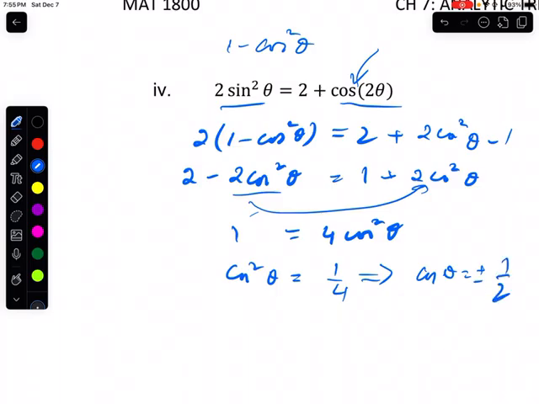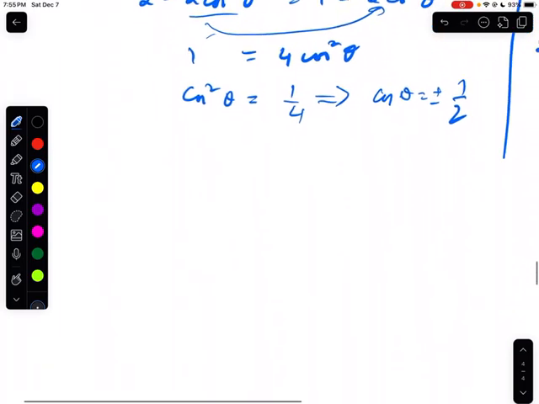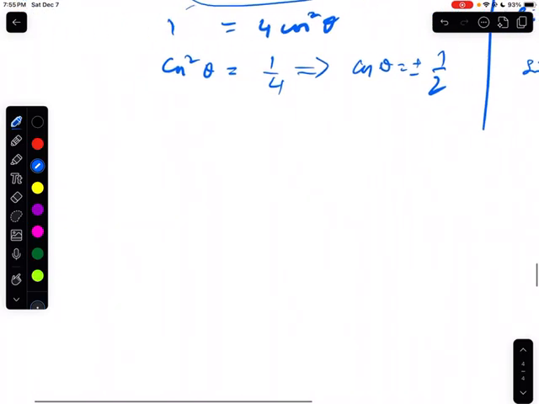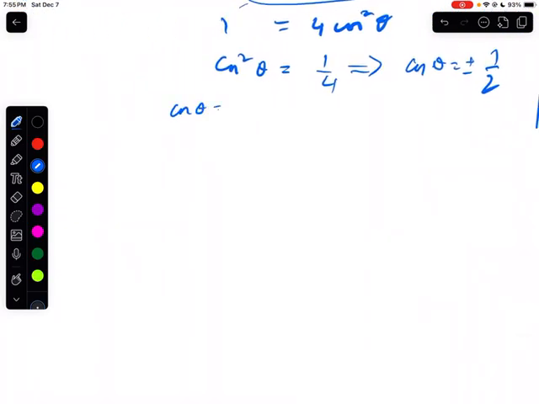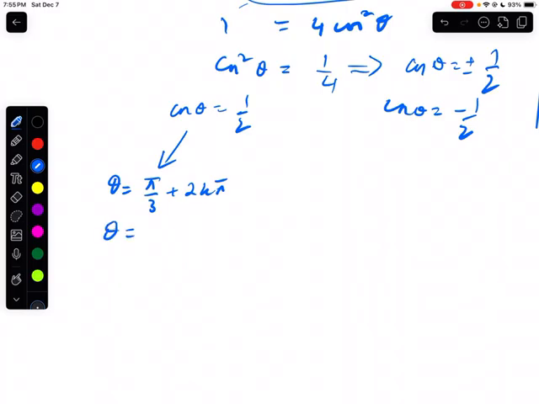So now we get two equations over here. One is cosine of theta equals 1/2, and the other is cosine of theta equal to negative 1/2. Okay, so now what does this give? This one gives me theta equals pi over 3 plus 2k pi, or theta equals 5 pi over 3 plus 2k pi.